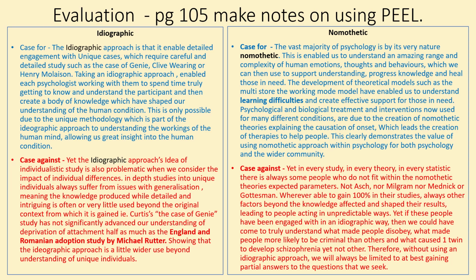Moving on to then the nomothetic one, we have that the vast majority of psychology is nomothetic. Any theory here, please. But also, we can see that these theoretical models have led us to do things like, I'll use the example of understanding learning difficulties here. So we can now understand learning difficulties, and we can create effective support for people with things like dyslexia, dyscalculia, or ASD, ADD, etc.